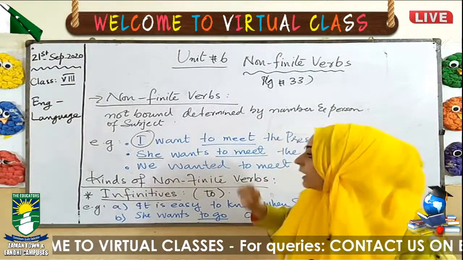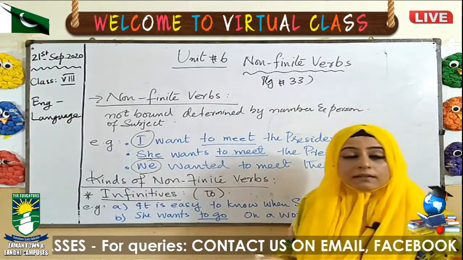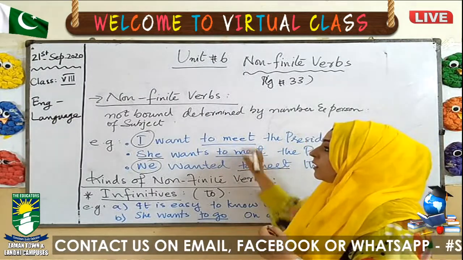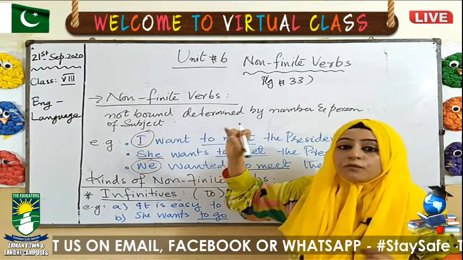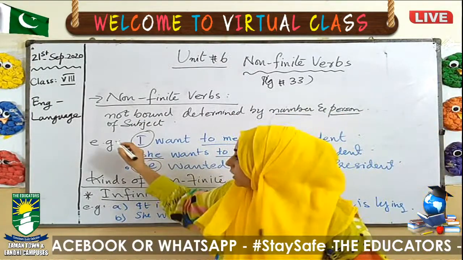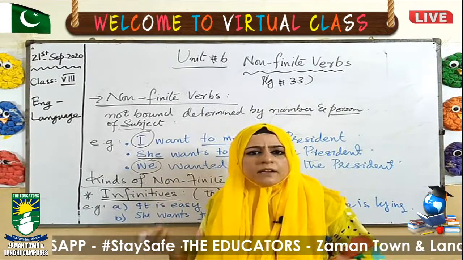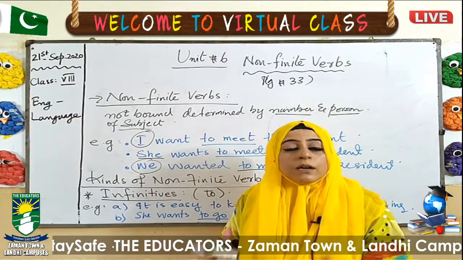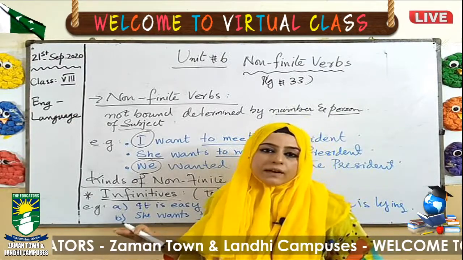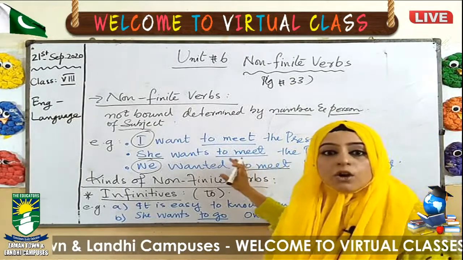Is that clear? Whatever the subject is, whether it is singular or, here in another example, we, which is plural, we are using the same to meet, because what we have learned is that the form is not bound or determined by the number and person of the subject. Whatever the number of the subjects is, whether first person, second person or third person, the form of the non-finite verb, having the preposition with it, will not be affected. Is that clear?